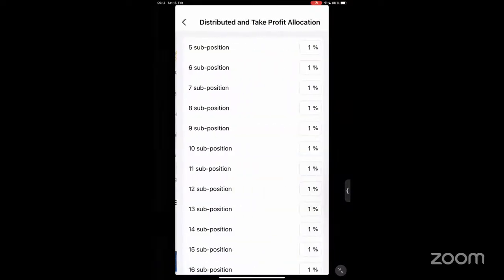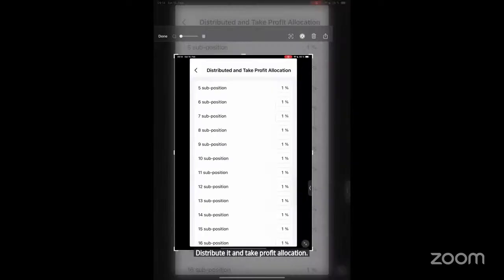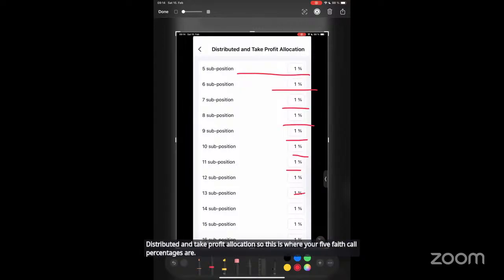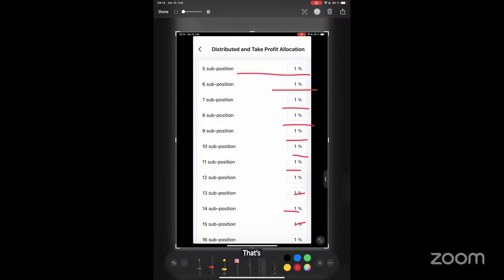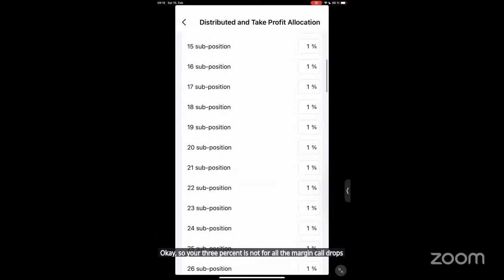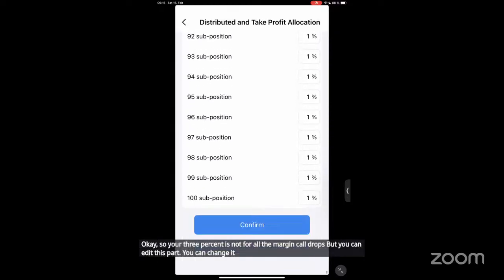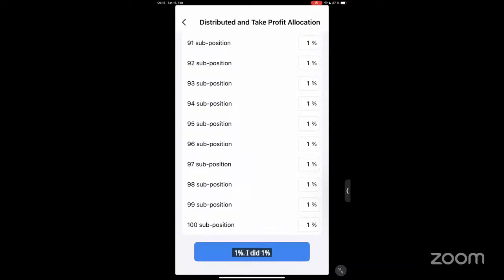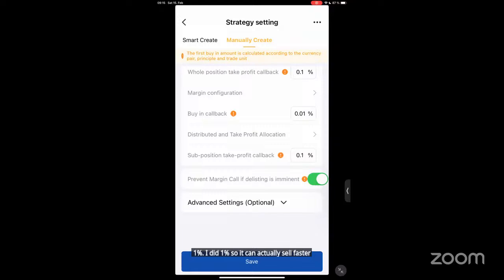Distributed and take profit allocation. So this is where your fifth call percentages are. That is why you see that you get a lower percentage on this place. Okay. So your 3% is not for all the margin call drops, but you can edit this part. You can change it. The default one Royalq gave us was 1.3. You can increase it, okay, but you cannot decrease it lower than 1%. I did 1% so it can actually sell faster. Okay.